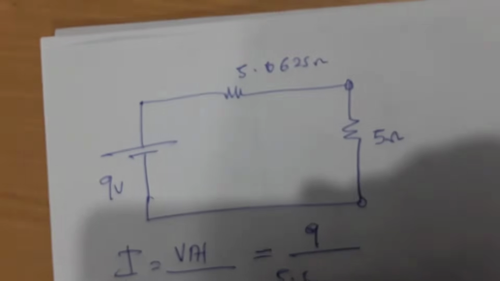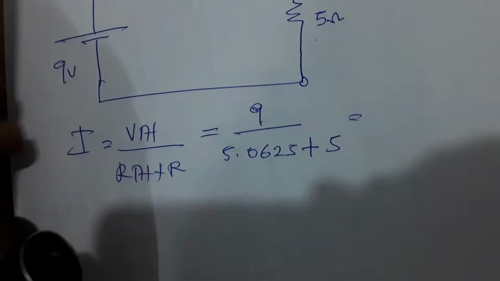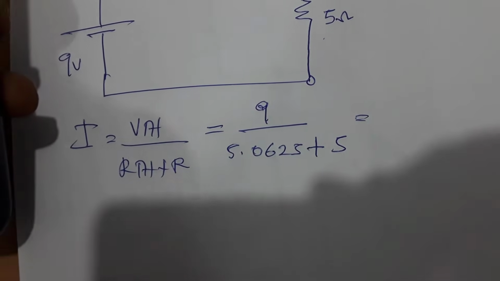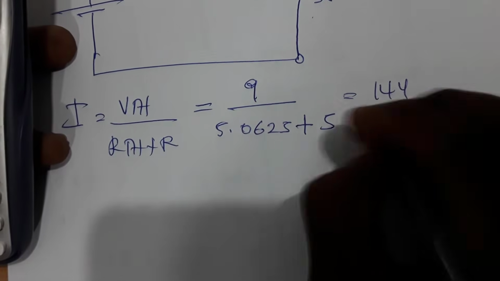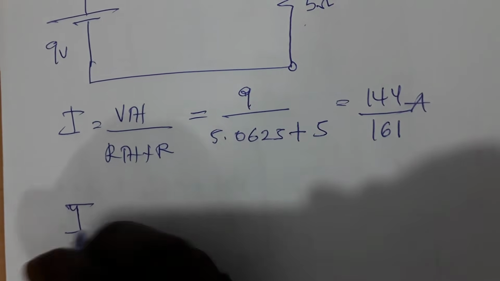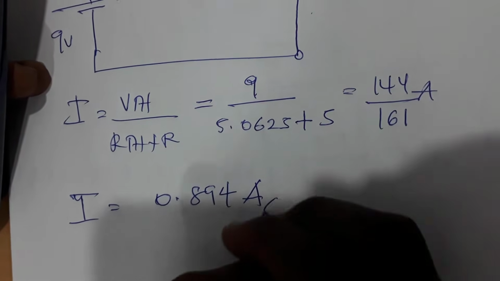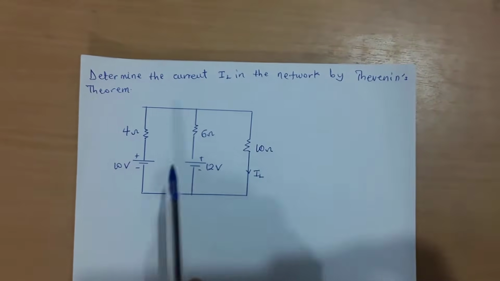Okay, so it will be equal to 9 volts out of 5.0625 plus 5, which should be 9 out of 5.0625 plus 5, which is 144 out of 161 ampere. And in decimals, I will be equal to say 0.894 amperes. I mean the current IL in the network using Thevenin.